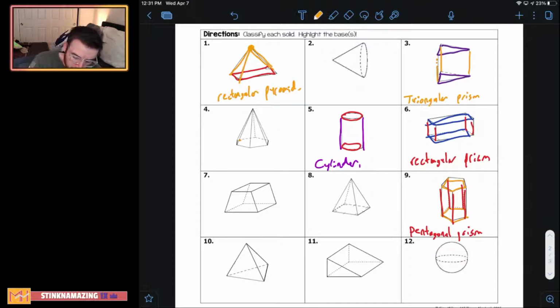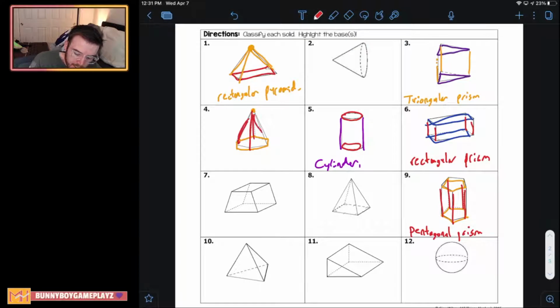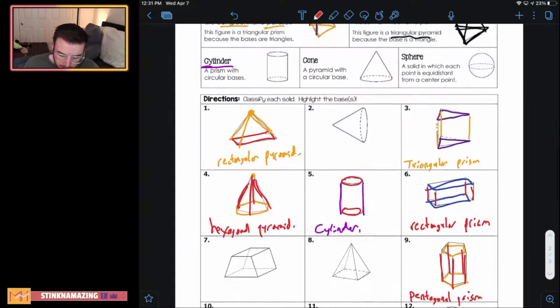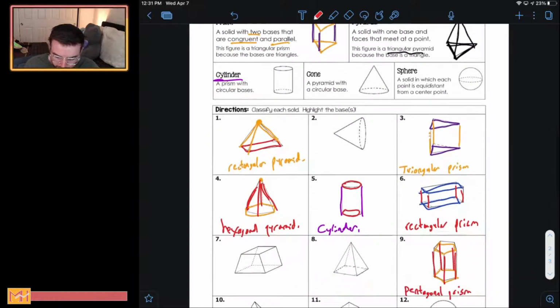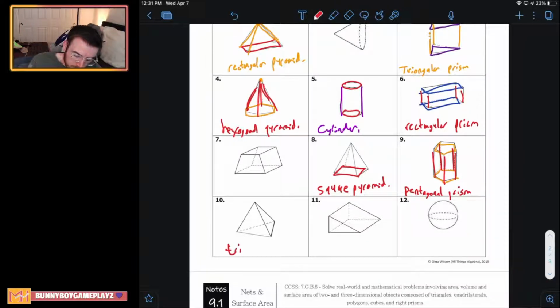This is a 1, 2, 3, 4, 5, 6-sided base. That's a hexagon connecting to one single point. So we call it a hexagonal pyramid. This is a square pyramid. And this is a triangular pyramid.